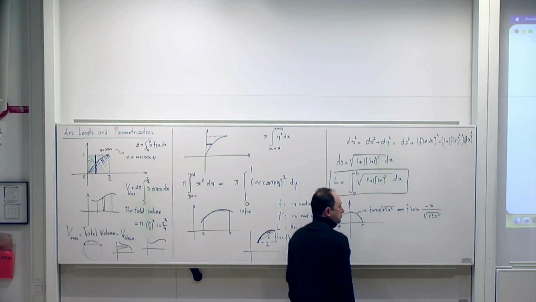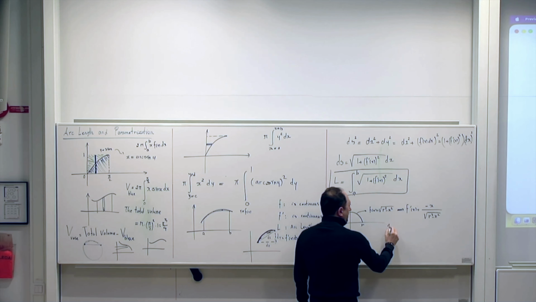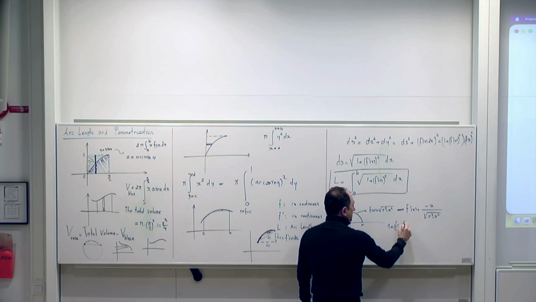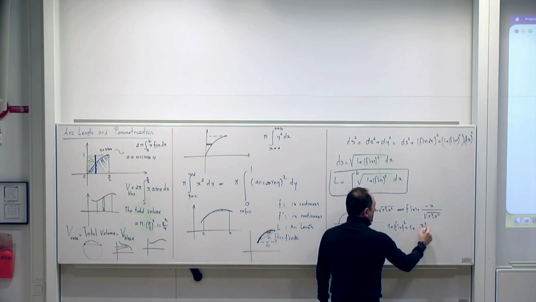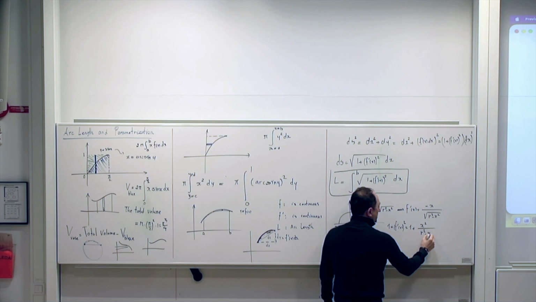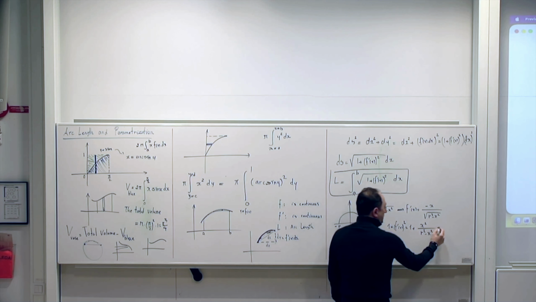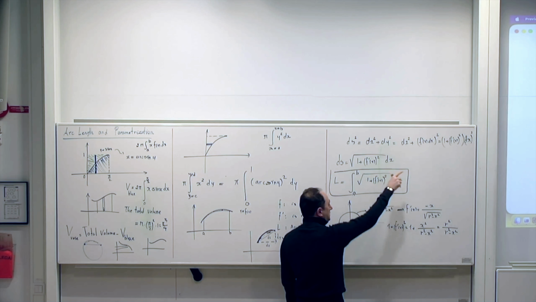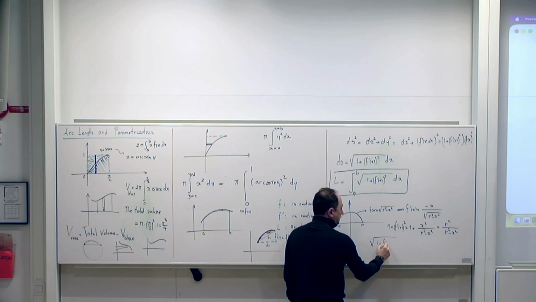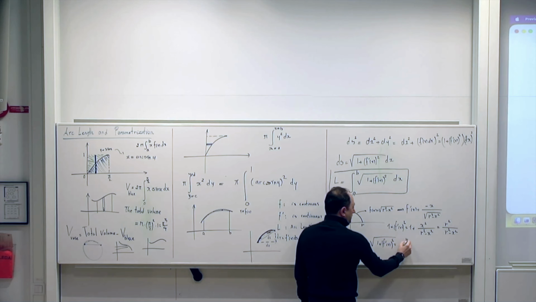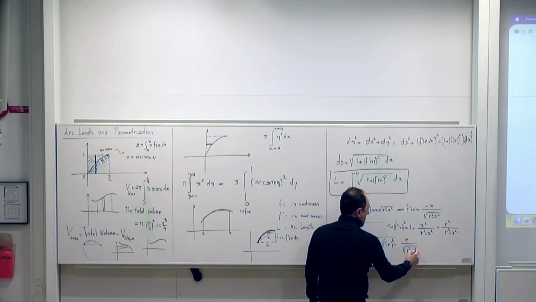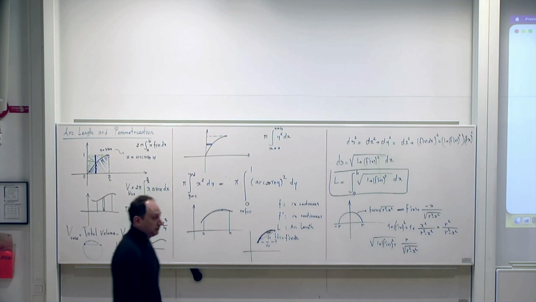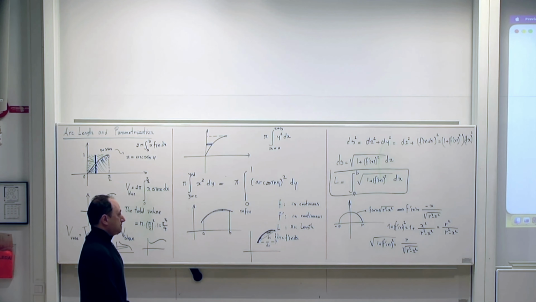I simplify the 2's. But I need more. I need 1 plus f prime of x to the power 2. So it becomes 1 plus x squared divided by r squared minus x squared. I take the common denominator, so it becomes r squared divided by r squared minus x squared. But then I take a square root. So finally, the square root of 1 plus f prime of x to the power 2 is r divided by the square root of r squared minus x squared. Yes? Okay, so let us put it in the formula.